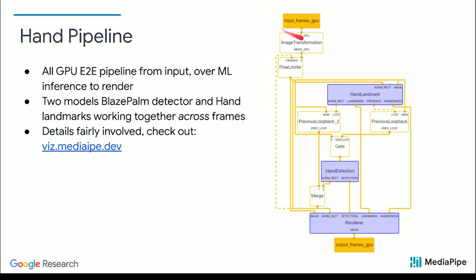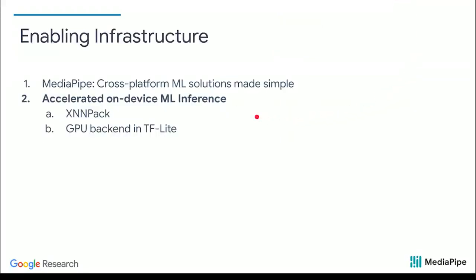As you can see, everything is done on the GPU end-to-end from the input to the output, ML inference as well as rendering. You can see the two models, landmarks and hand detection, working together across frames. And the details are actually fairly involved, so I encourage you to check out the details on our visualizer link.